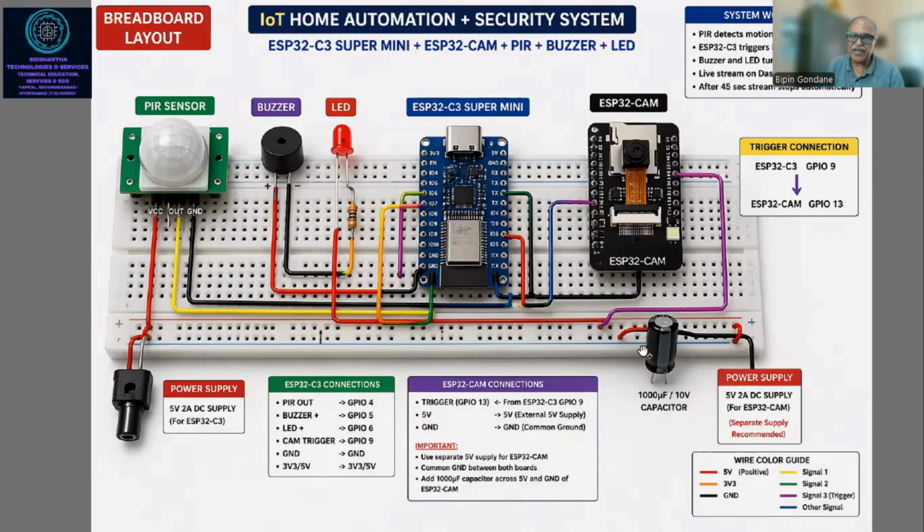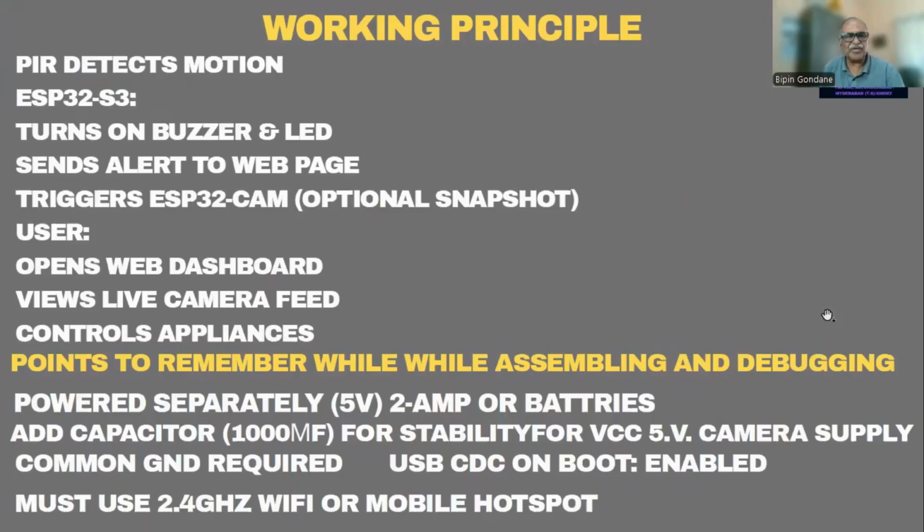One more thing, 1000 microfarad capacitor, you have to use it for filter purpose because you are using ESP32-CAM. So two microcontrollers, one is ESP32 and one is ESP32-CAM. Okay, right. So this will give you a little idea about it.